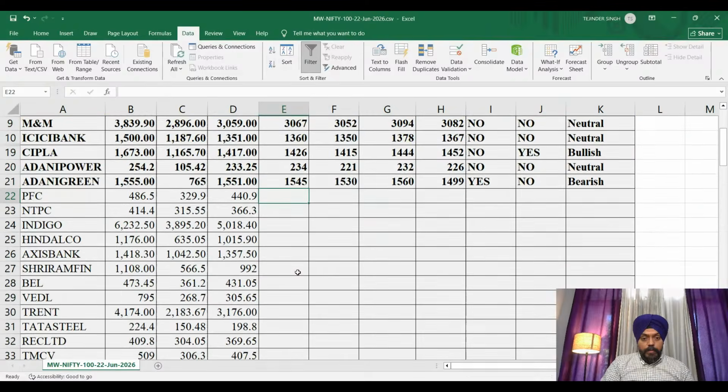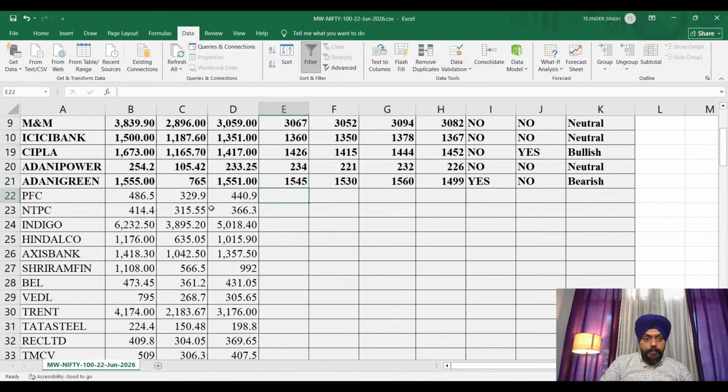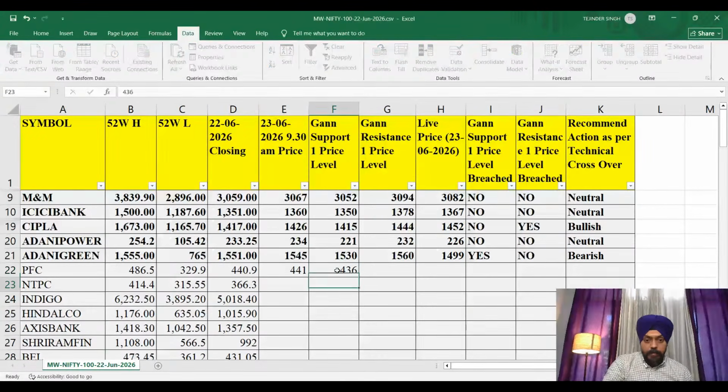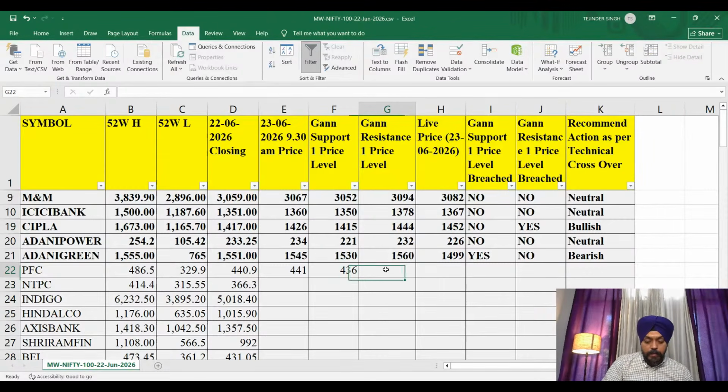Okay, so now you can see that for the PFC, the opening price for 9:30 AM was how much? 441. Support 1 था इसका 436. Resistance 1 था इसका 451. Live price अभी इसका कितना चल रहा है 434.